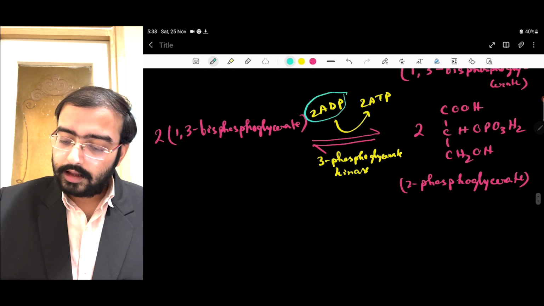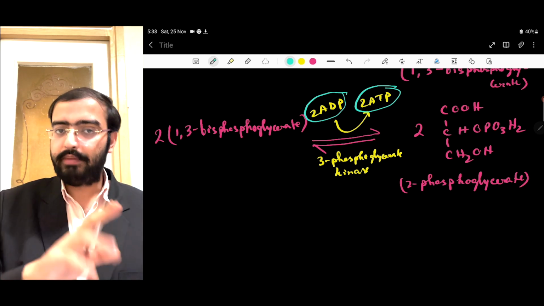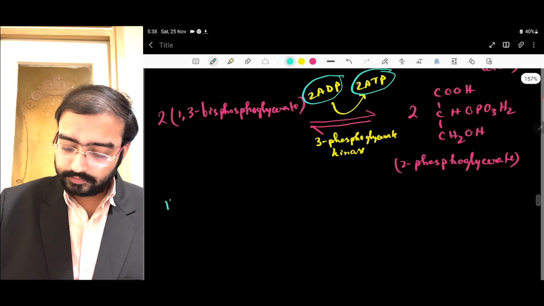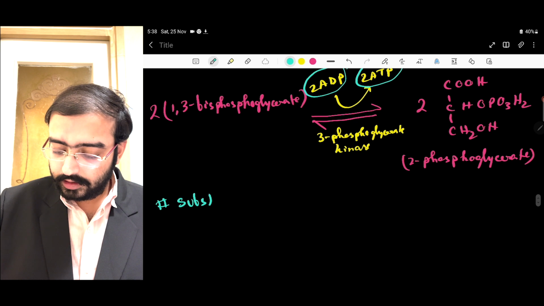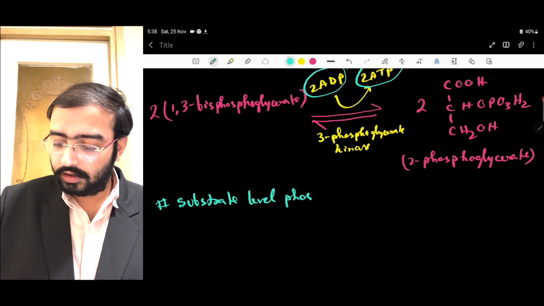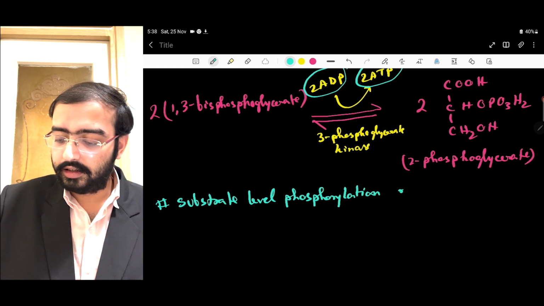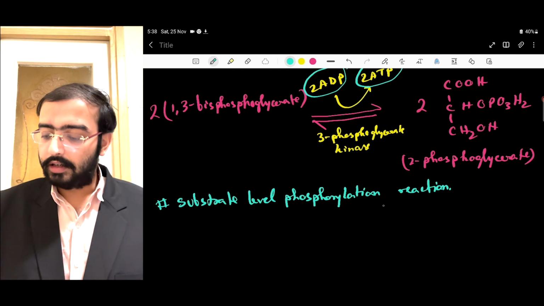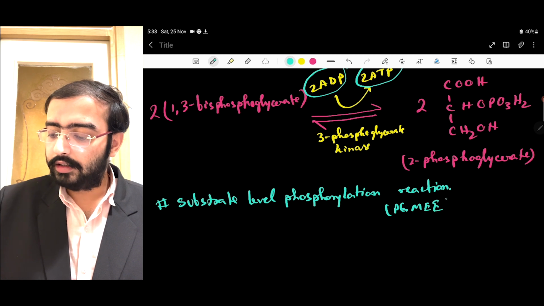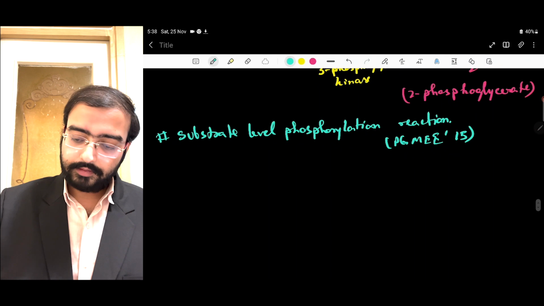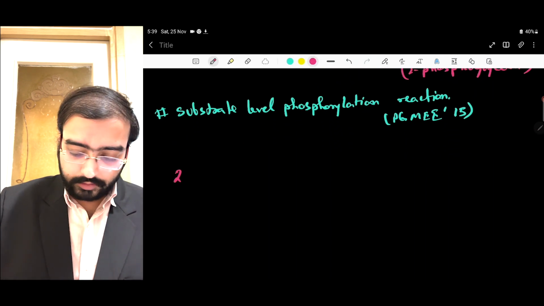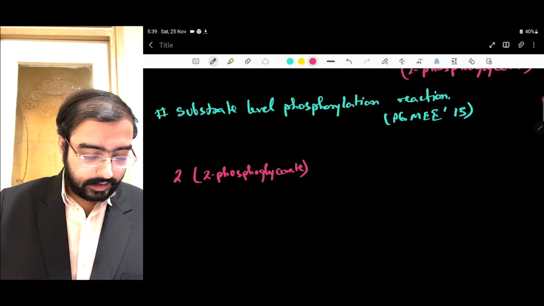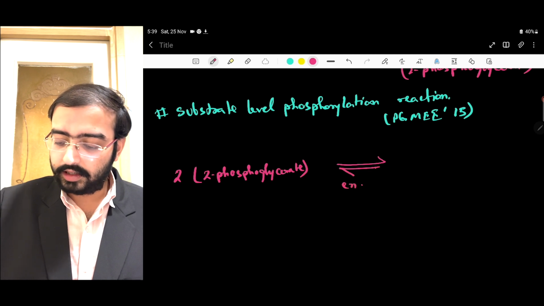For the exam, in this step, anywhere you see 2 ADP getting converted into ATP, this is called a substrate level phosphorylation reaction. And this has been asked in PGMEE 2015. Substrate level phosphorylation. So now we have two molecules of 2-phosphoglycerate.